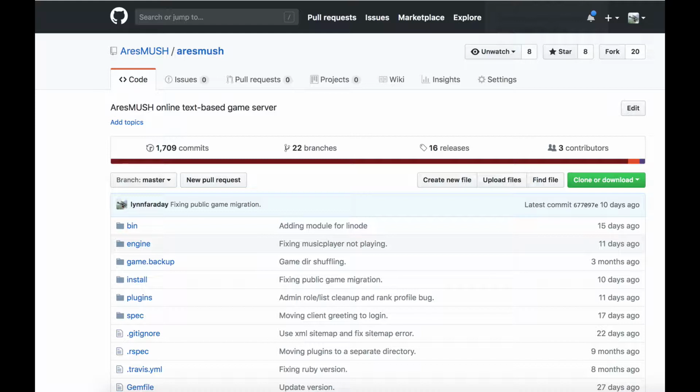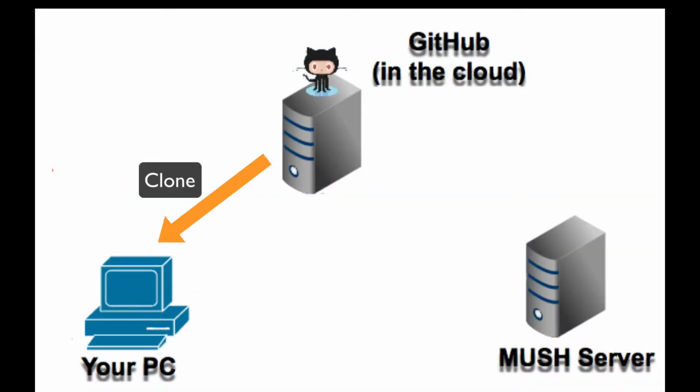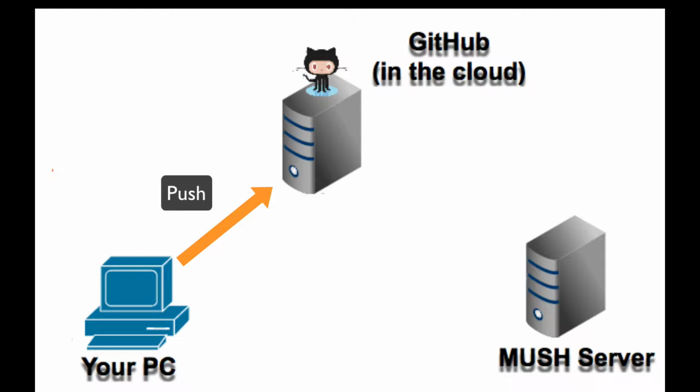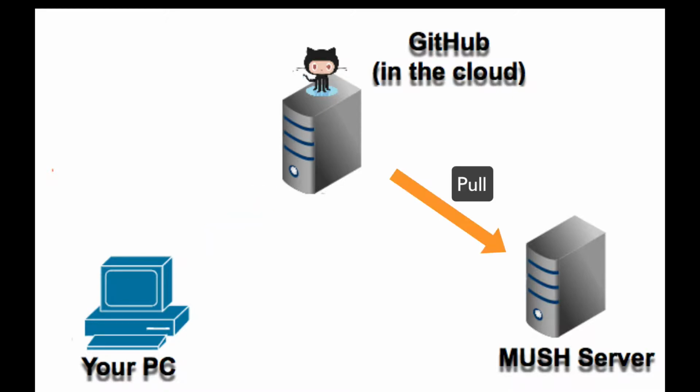GitHub is a free, cloud-based source control system used by millions of developers worldwide. Here's the basic idea. First, we're going to clone or download a copy of the code from GitHub. Next, we're going to change the code on our local PC. Once we're done making changes, we're going to push those changes back to GitHub, and then we're going to pull the changes from GitHub to our game server.